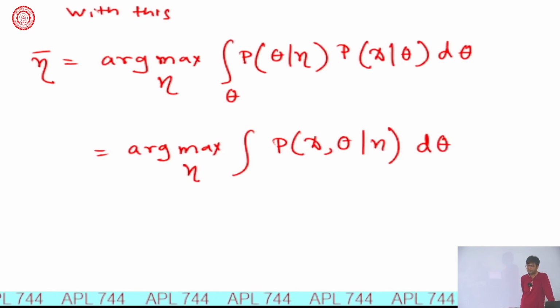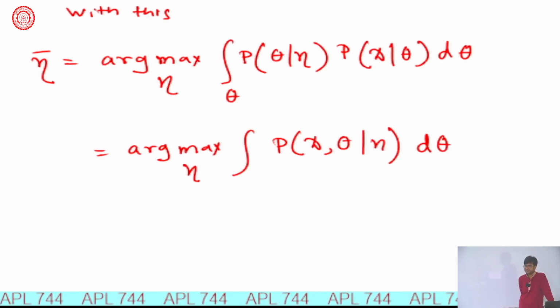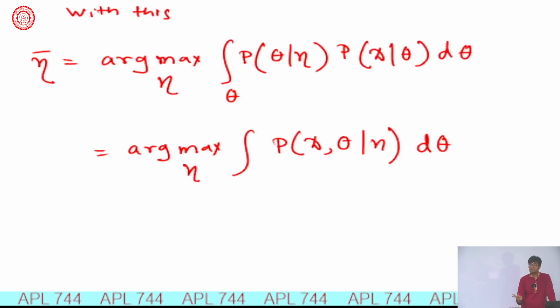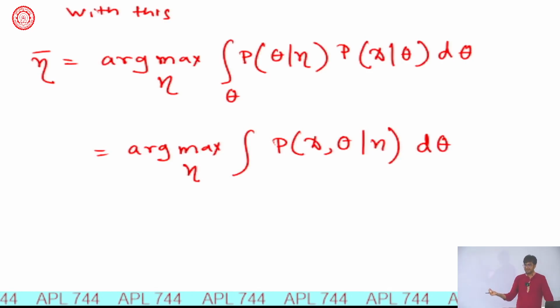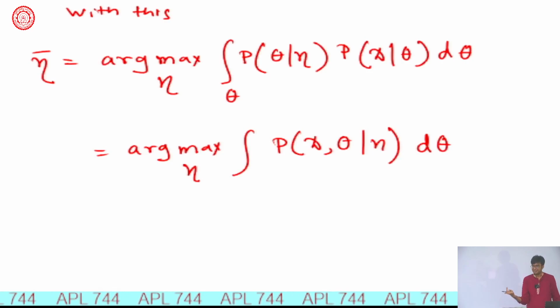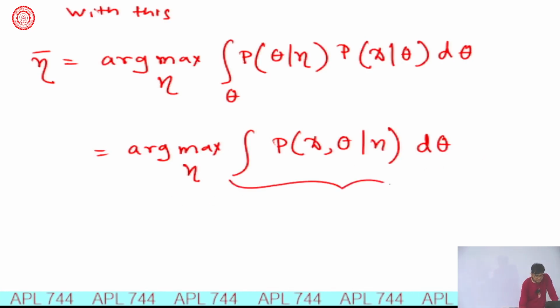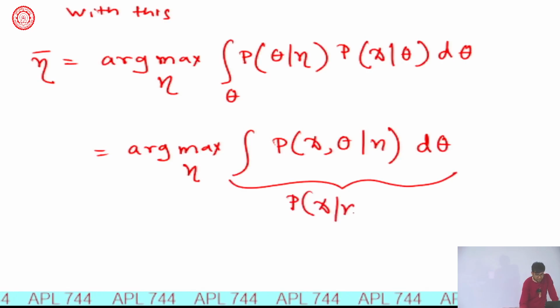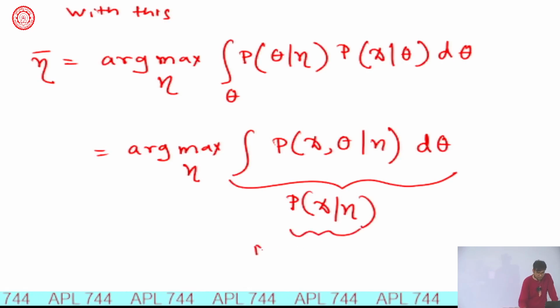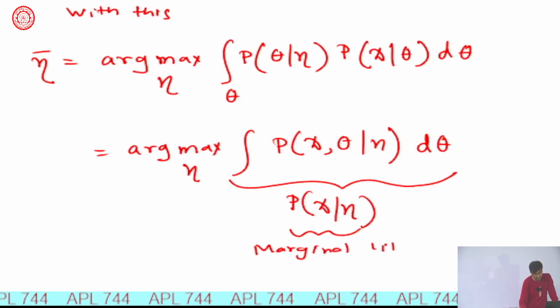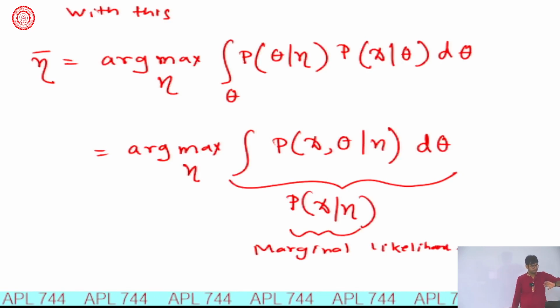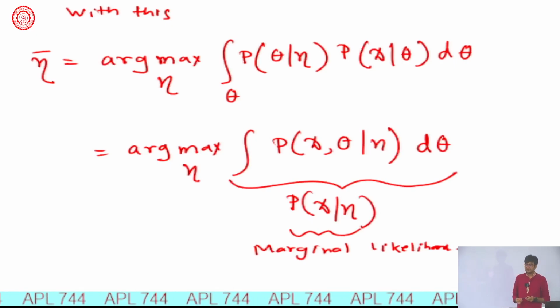And then what will happen because of the integration? Theta will vanish, that is marginalization, and you will get d given eta, which is known as the marginal likelihood. d given theta is the likelihood, d given eta is the marginal likelihood. So you are maximizing the marginal likelihood, that is why this is known as type 2 MLE. Empirical Bayes is type 2 MLE.